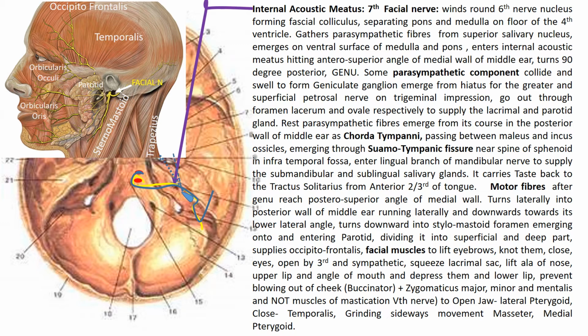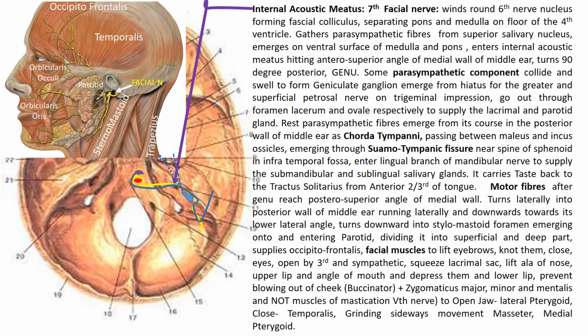Then we talk of the internal acoustic meatus. Now we are behind the petrous temporal bone ridge. We talk of the internal acoustic meatus, and you see the 7th nerve, which has wound round the nucleus of the 6th nerve, creating a facial colliculus, separating the pons and the medulla on the floor of the 4th ventricle. It gathers parasympathetic fibers from the superior salivary nucleus. It emerges on the ventral surface of the medulla and pons and enters the internal acoustic meatus.